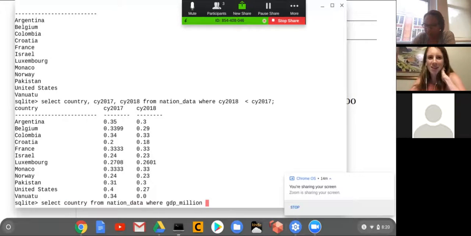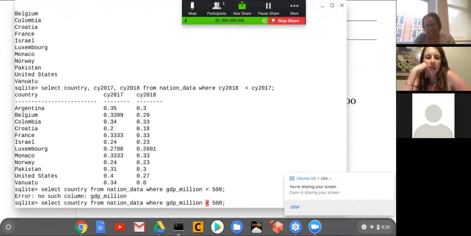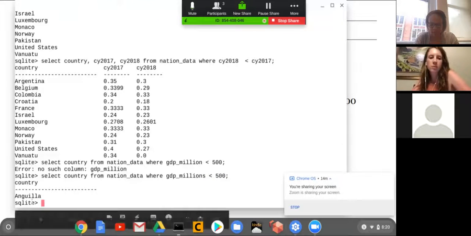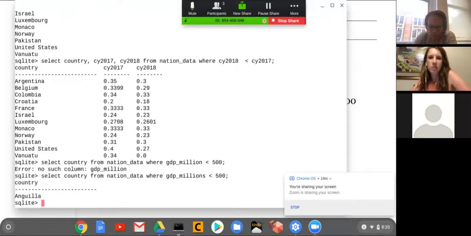Less than sign, 5. Is it 5 with all the zeros? I didn't know if it was. Yeah. Oh, GDP. Note that I've got a nice little error there. That column doesn't exist, so obviously I can't possibly do the comparison I just asked. But if I put an S in there, it'll all now work quite happily. And yes, the tiny island nation of Anguilla in the West Indies, very small country, and I think it was actually one of the ones in our first list of tax havens as well.